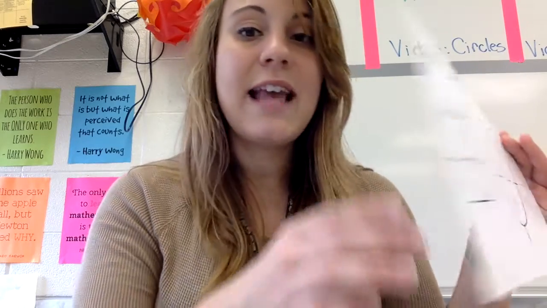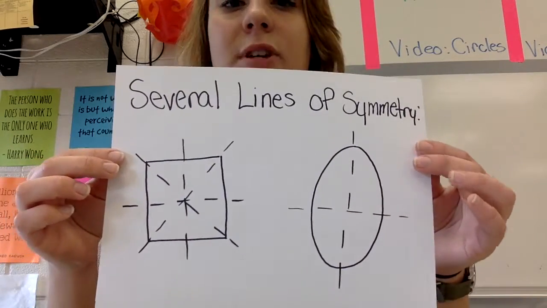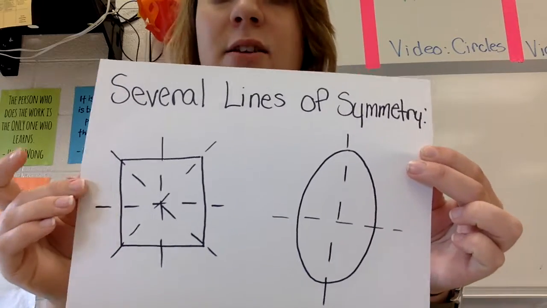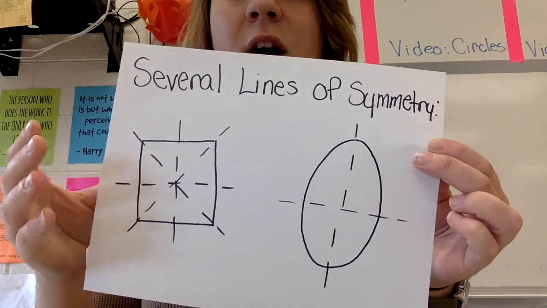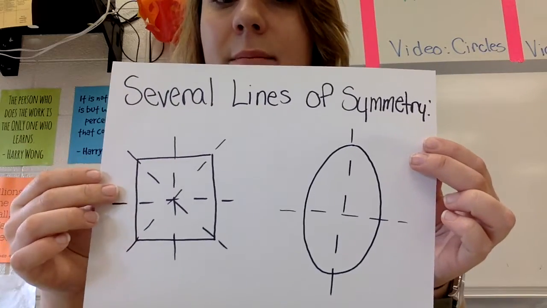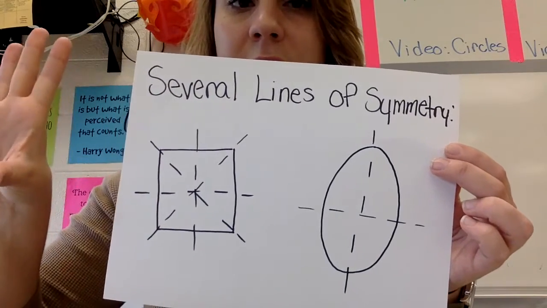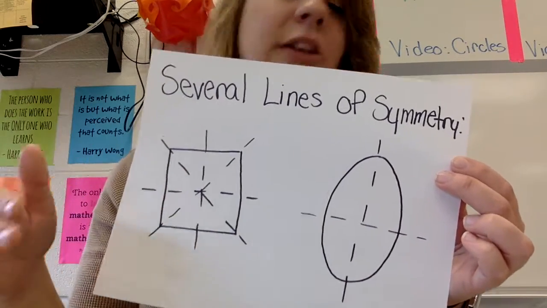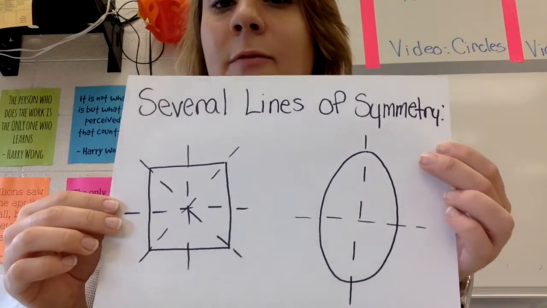Other shapes have several lines of symmetry. Sometimes we can fold a shape in more than one direction so that it falls nicely on itself. A good example of this is a square. We could fold a square on itself this way, and along the diagonals, and it would fall exactly on top of itself.